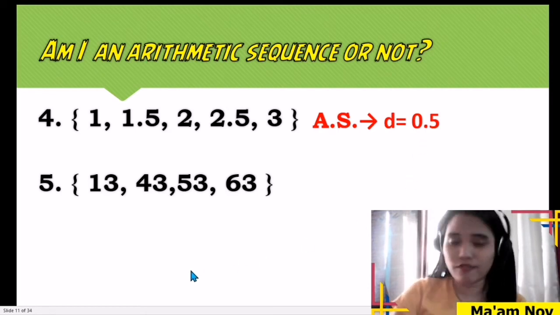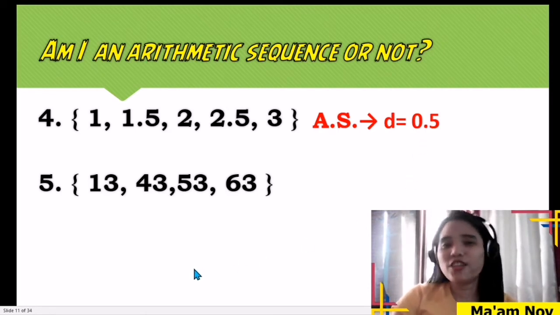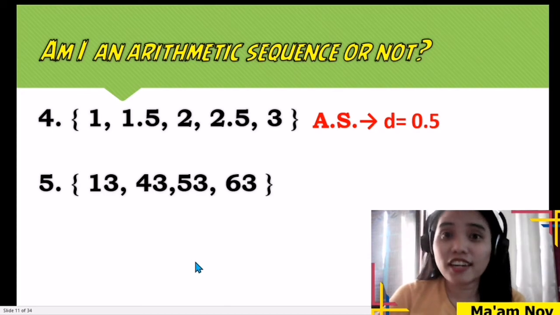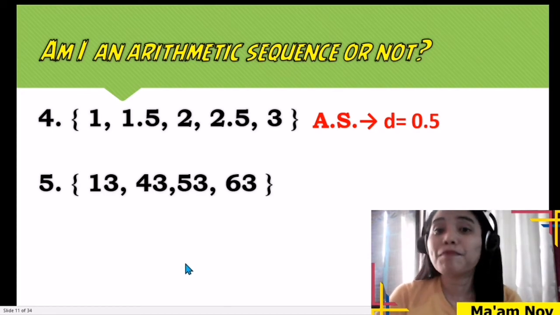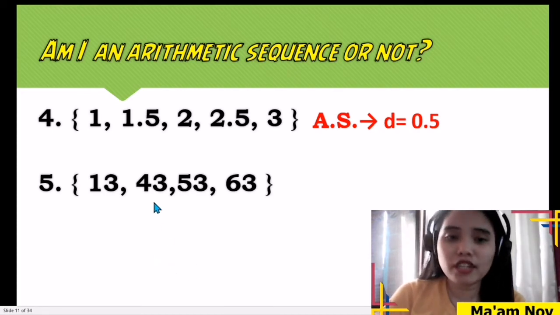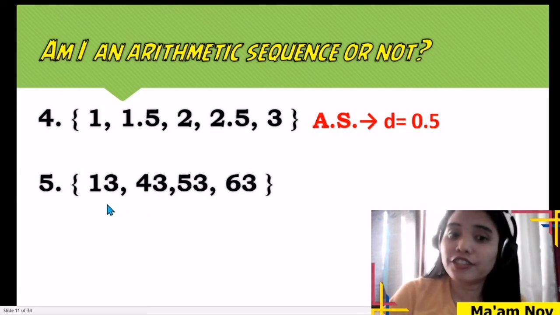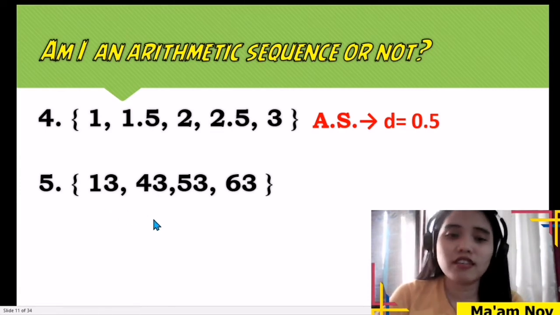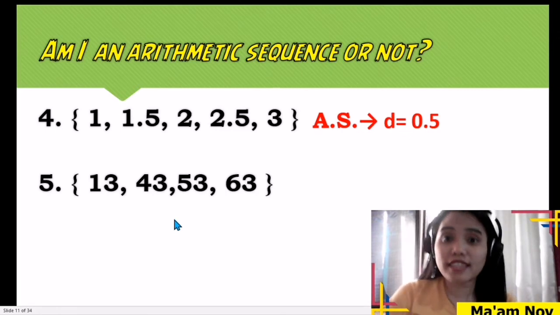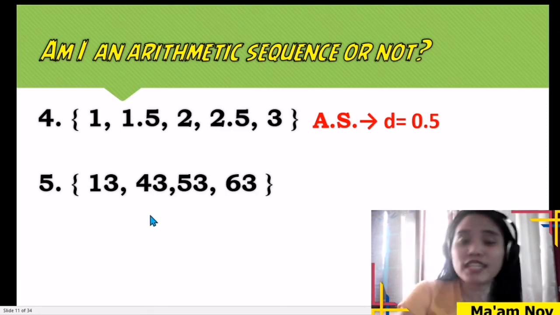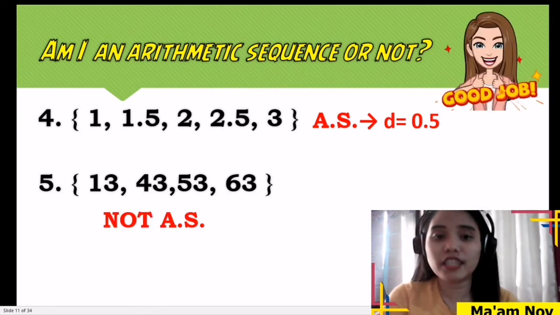How about number 5? That's right. Number 5 is not an arithmetic sequence kasi wala silang common difference. 43 minus 13 is 30. 53 minus 43 is 10. So, yan pa lang, hindi na common ang kanilang difference. So, that is not called an arithmetic sequence.